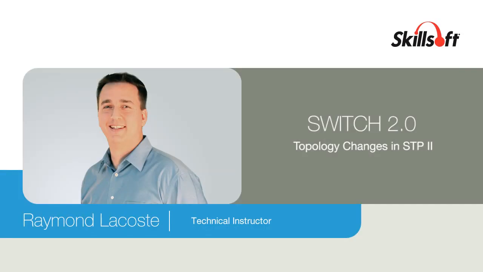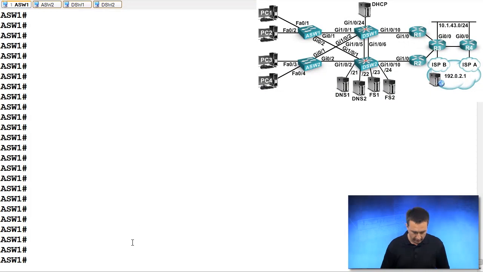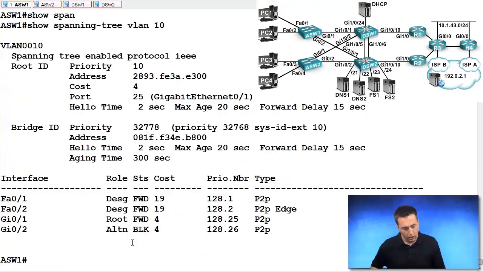Focus on ASW1. If we examine ASW1, show spanning tree for VLAN 10. We'll just look at VLAN 10. We can see here that gigabit 0/1 is the root port, and DSW1 is the root bridge. Right now, gigabit 0/2 is the alternate port in the blocking state.